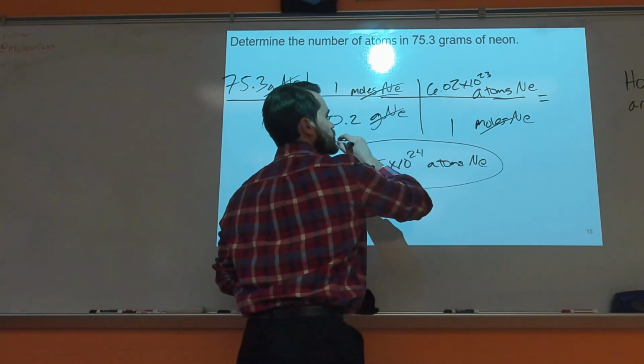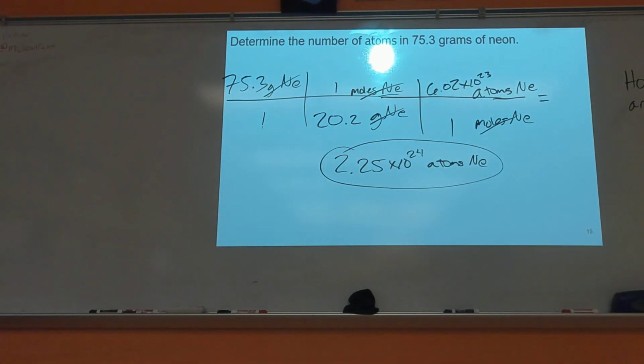So again, understand what you just did in that problem. You went to a party carrying a bag of neon, and somebody asked you how many atoms are in that bag. So you broke out your calculator, took out a piece of scratch paper, ran the numbers, and said, actually, it's 2.25 times 10 to the 24th atoms in this bag.